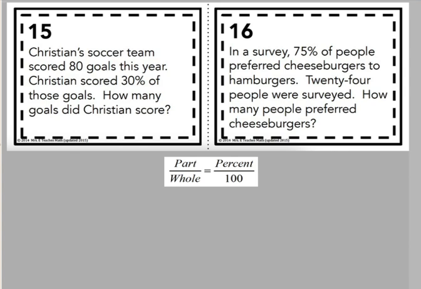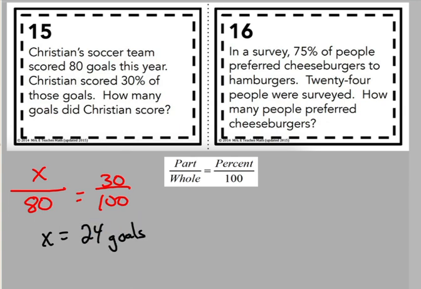Well, we know we have our percent, so that's going to go over 100. We need to know, did they give us part of it or all of it? Well, we're trying to figure out how many Christian scored, but we know his whole team scored 80 goals. So if you think about it, 80 must be the total amount for the team. That's the whole. We want to find just the part that was Christian's contribution. So we're solving for our x. So we solve for the part, and we get 24 goals.